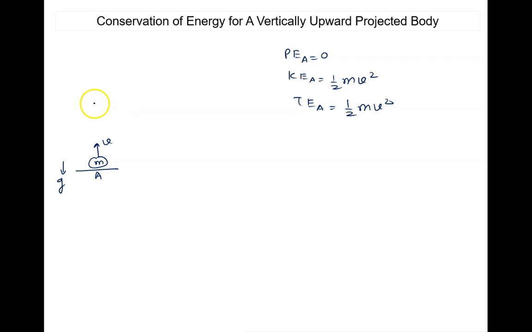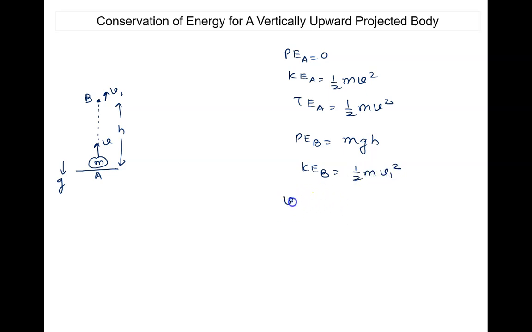Suppose it reaches any point B, and let me say the distance of point B from the ground or reference level is given by h, and at this point let the velocity of the object be v1. So potential energy at point B will be written as mg into h, and kinetic energy at point B will be written as half m into v1 square.